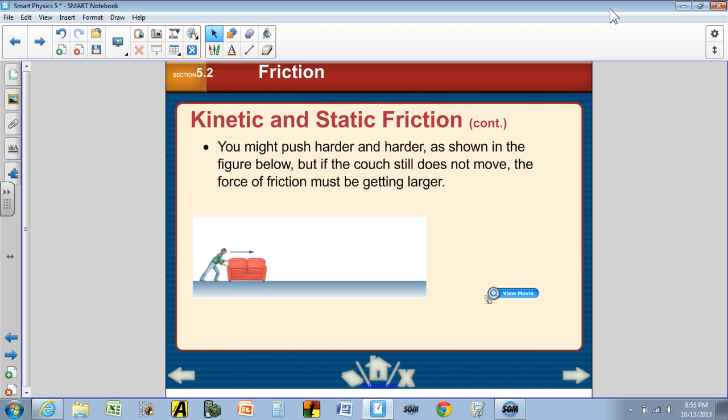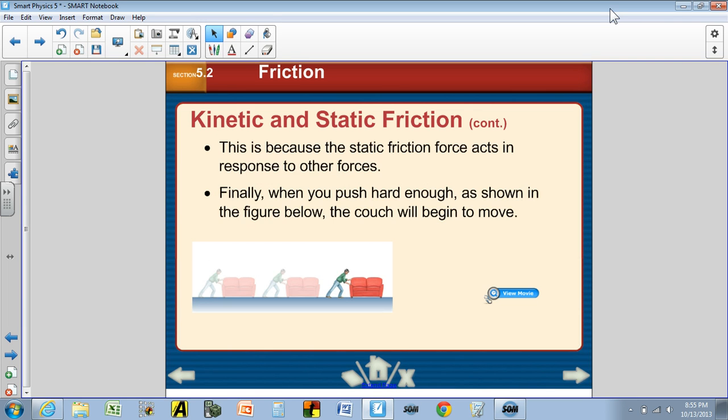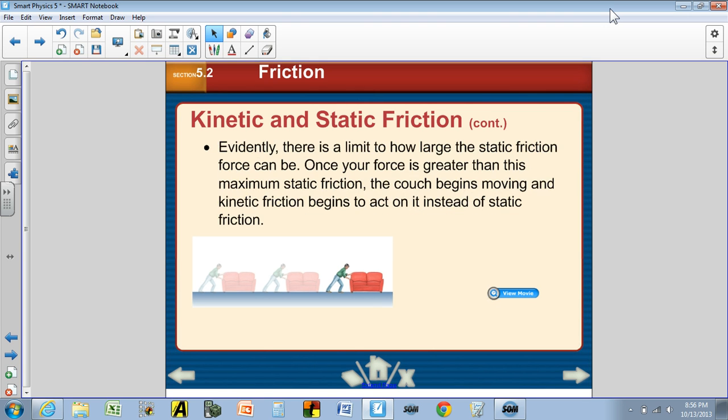Again, the harder you push, the more the static friction is. If you're pushing a little bit, there's a little bit of static friction. If you're pushing hard but it's not moving yet, there's a lot of static friction. This is because static friction force acts in response to other forces. Finally, you can push it hard enough and the thing will begin to move. You've broken static friction, it no longer applies, and you're into the new type of friction called kinetic friction.